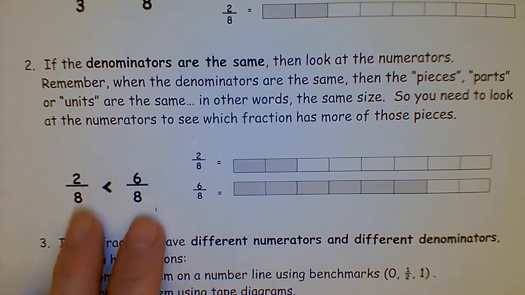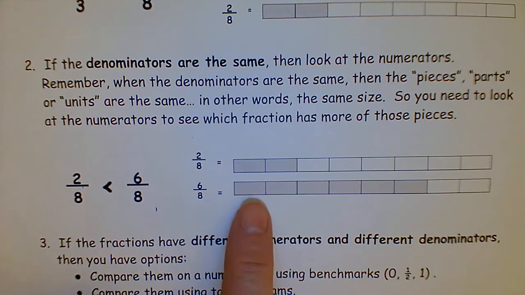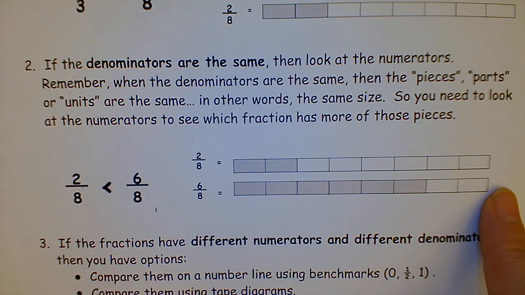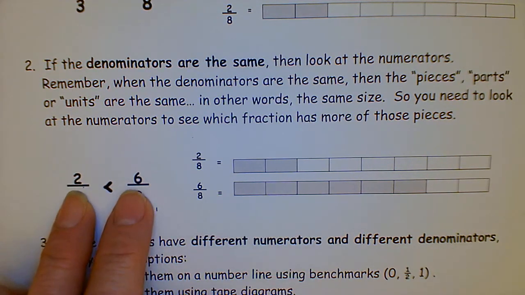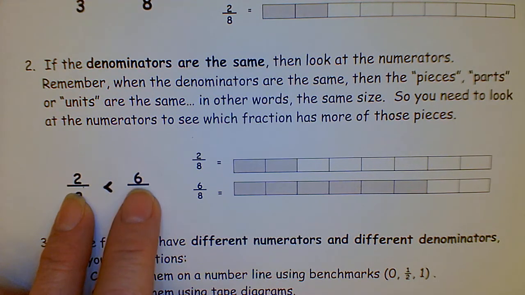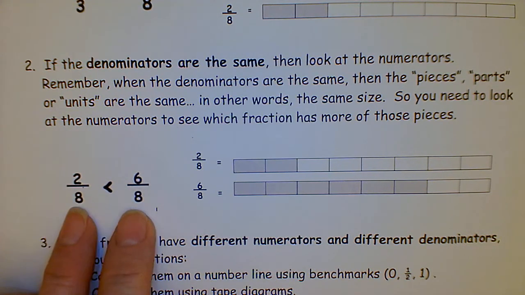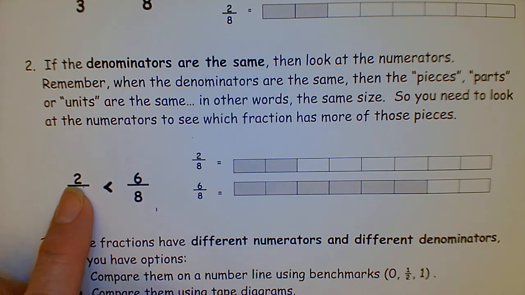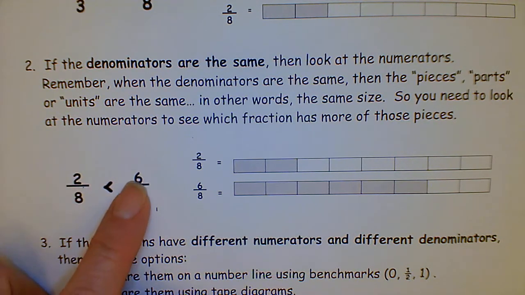Another way that we can look at them is if the denominators are the same. For example, here you can see that my denominators are exactly the same, which means that the sizes of my pieces or parts are going to be the same. When all of my pieces are the same size, then I can just look at the numerator to see who has more pieces. And here you can see that 6 is a lot more than 2. So since all the pieces are eighths, having more of those eighths is going to be larger than having fewer of those eighths.